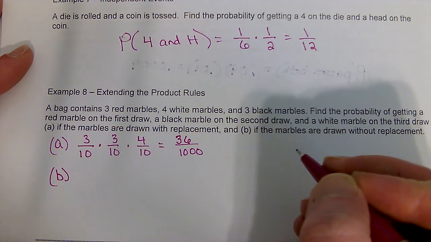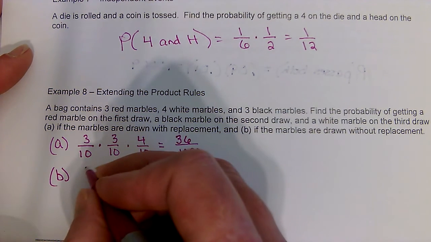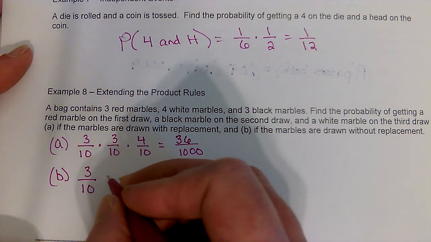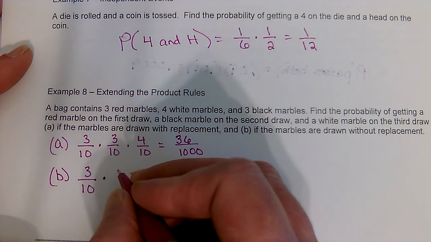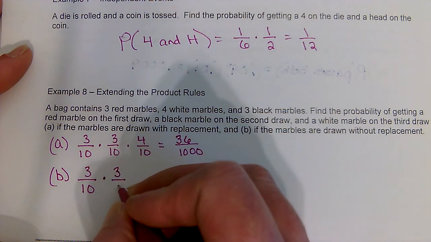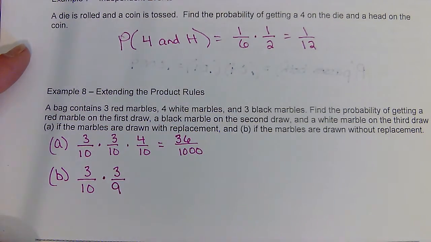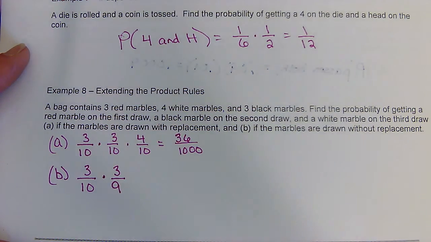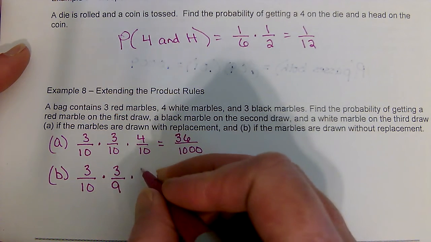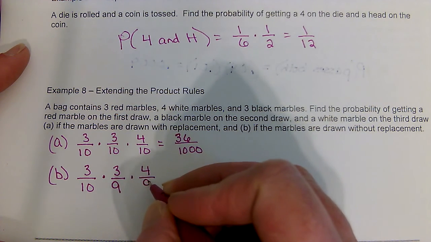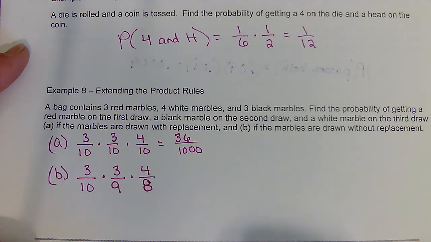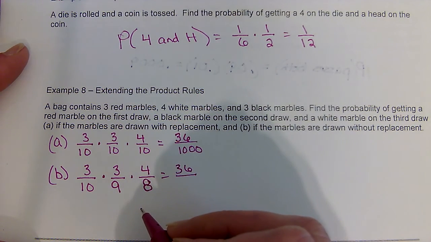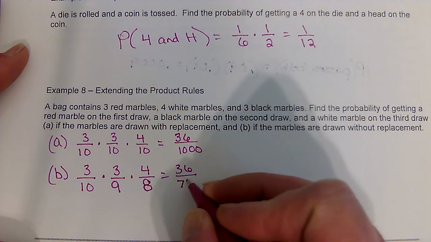But look at the difference if we have it without replacement. So I don't put the marble back in. When I draw the red marble on the first draw, there were 10 marbles. But on the second draw, I'm going for the black marble. There's 3 of them, but now that the total has gone down, then for the white marble there was 4 of them, but the total has gone down even further. Now it's an 8. So I get 36 out of, what is that, 720.